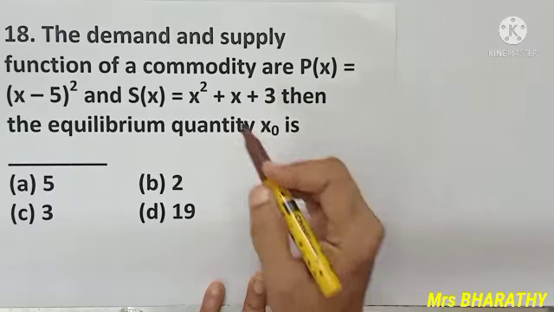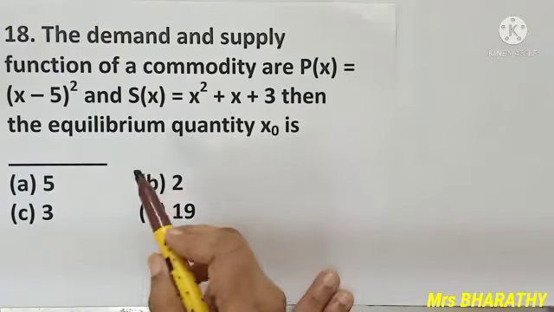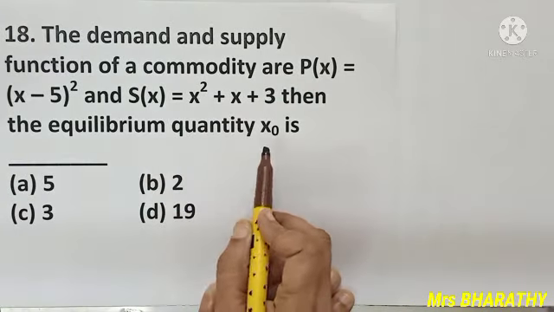Question number 18. The demand and supply functions are given. We need to find the equilibrium quantity x naught.